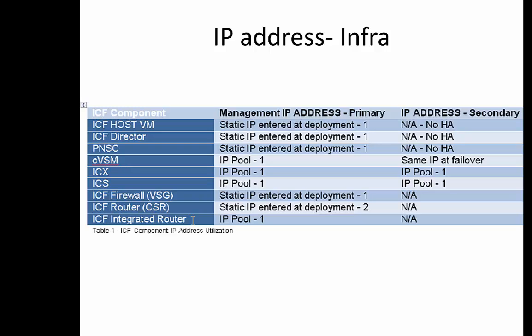I'll cover all those stages in detail with demonstration. And then also statically you assign to the VSG and CSR. For CSR you need 2 and for VSG 1. And the integrated gateway gets 1 IP from the pool.